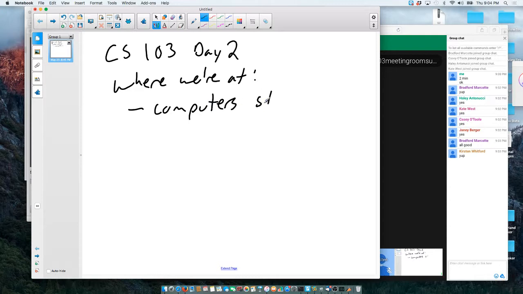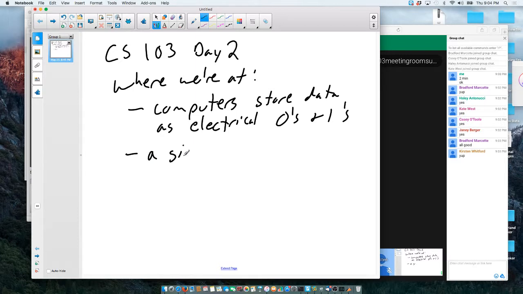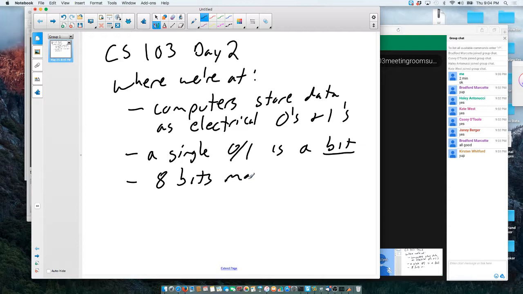Computers store data as electrical zeros and ones. A single 0 or 1 is a bit. 8 bits makes a byte.